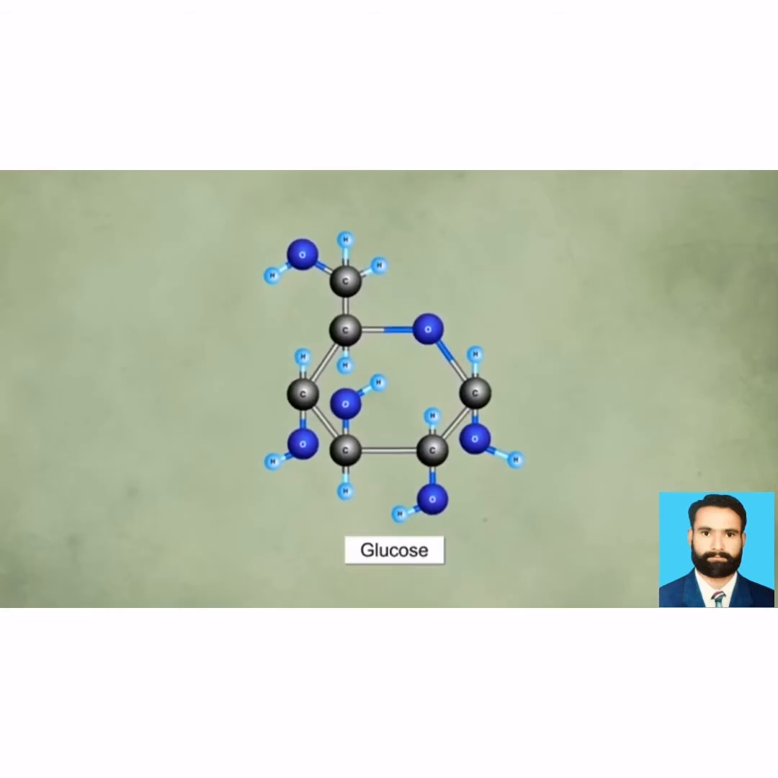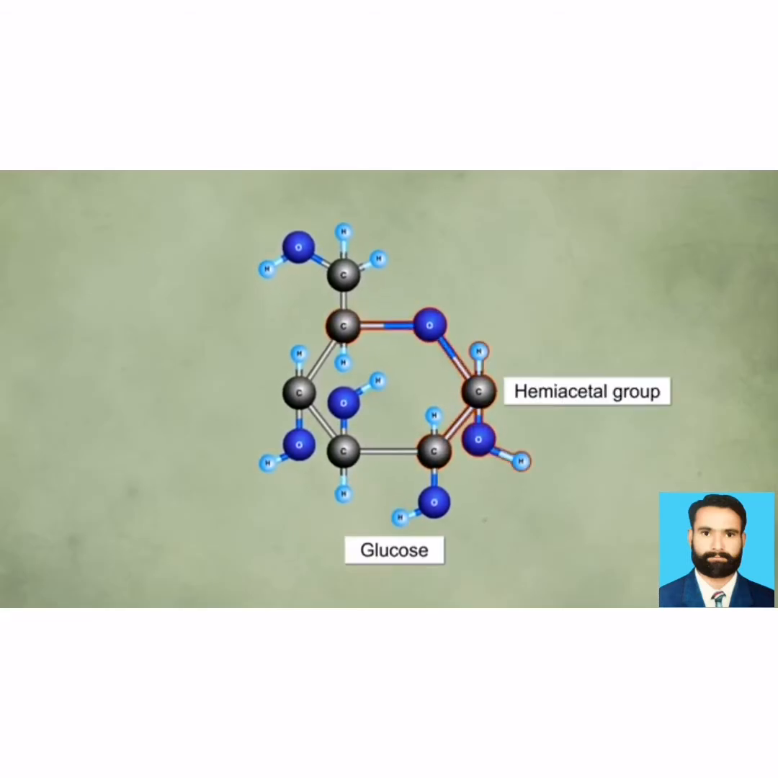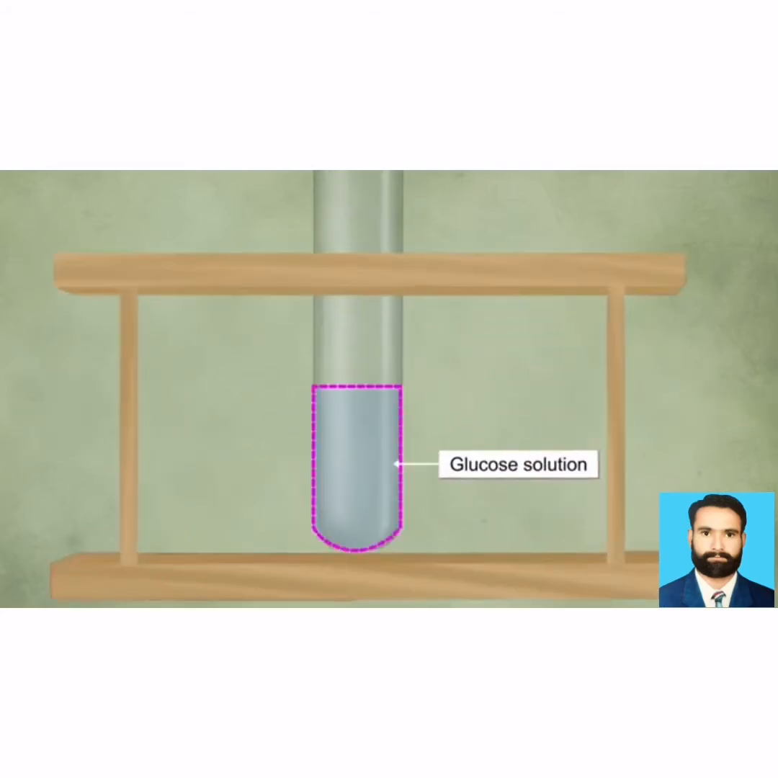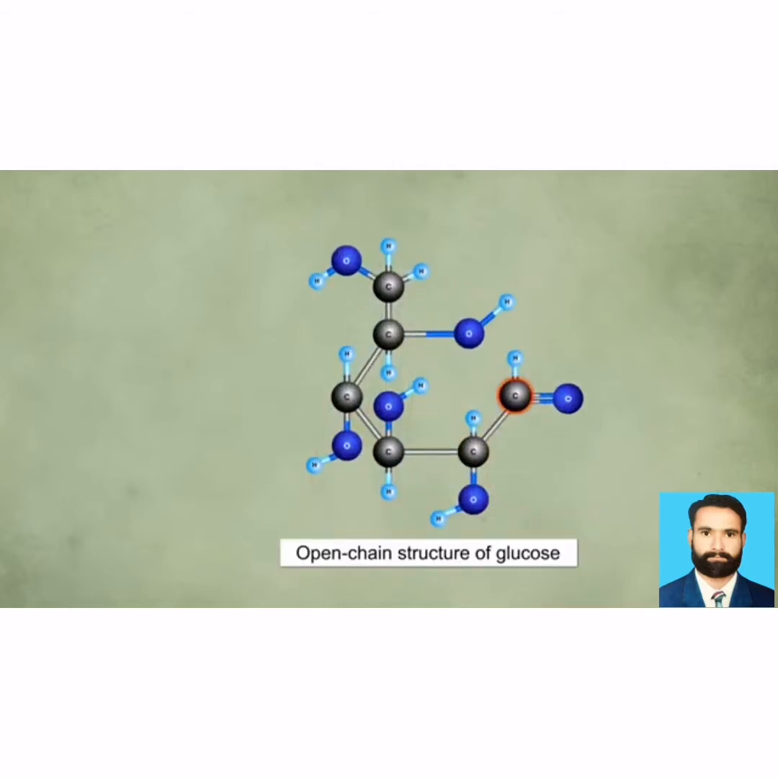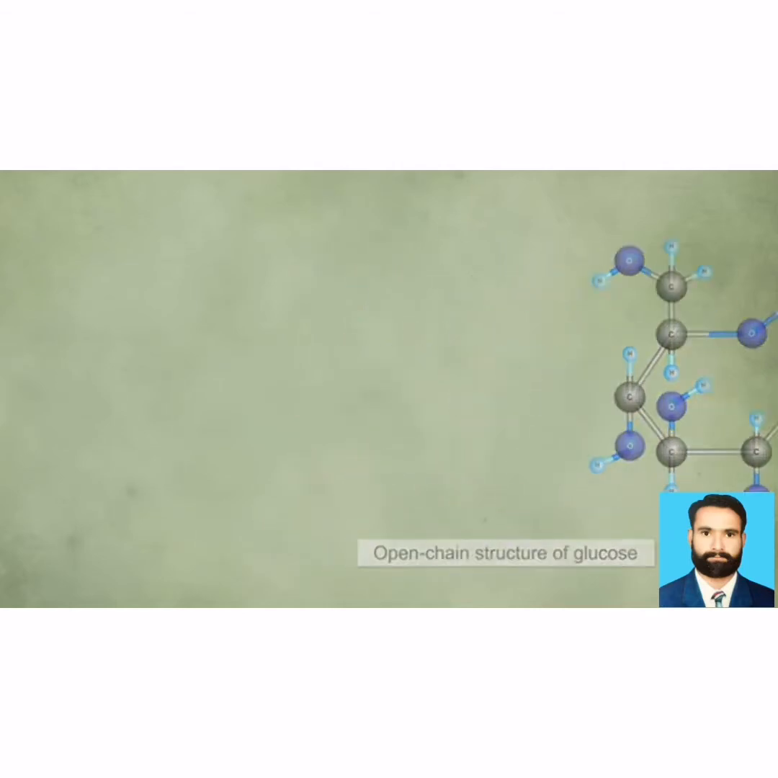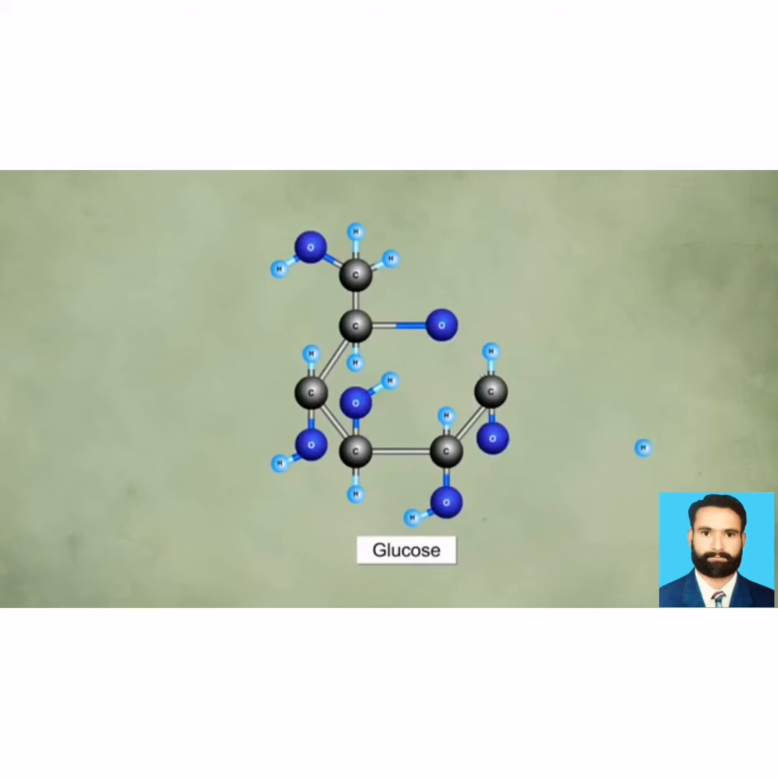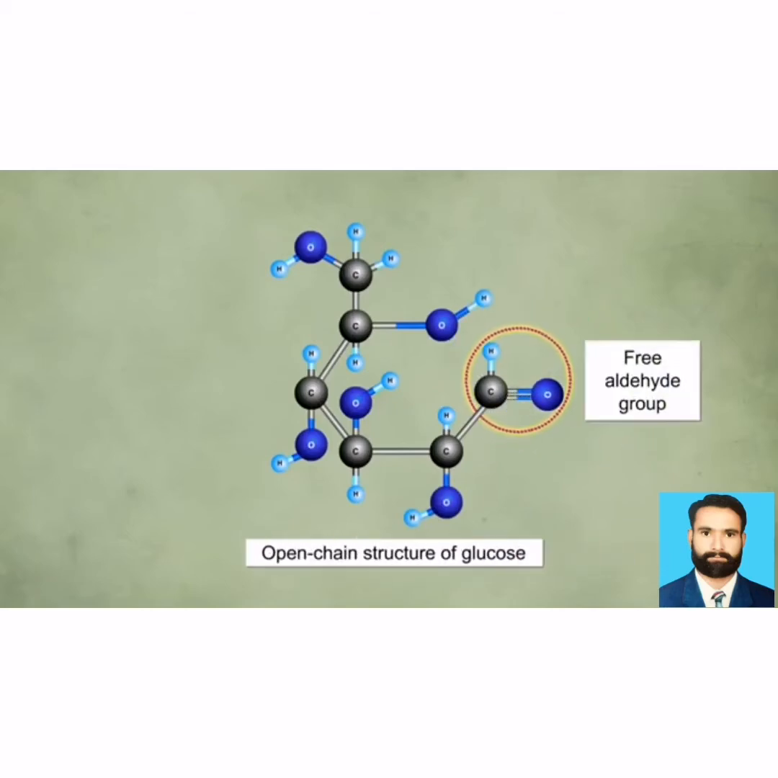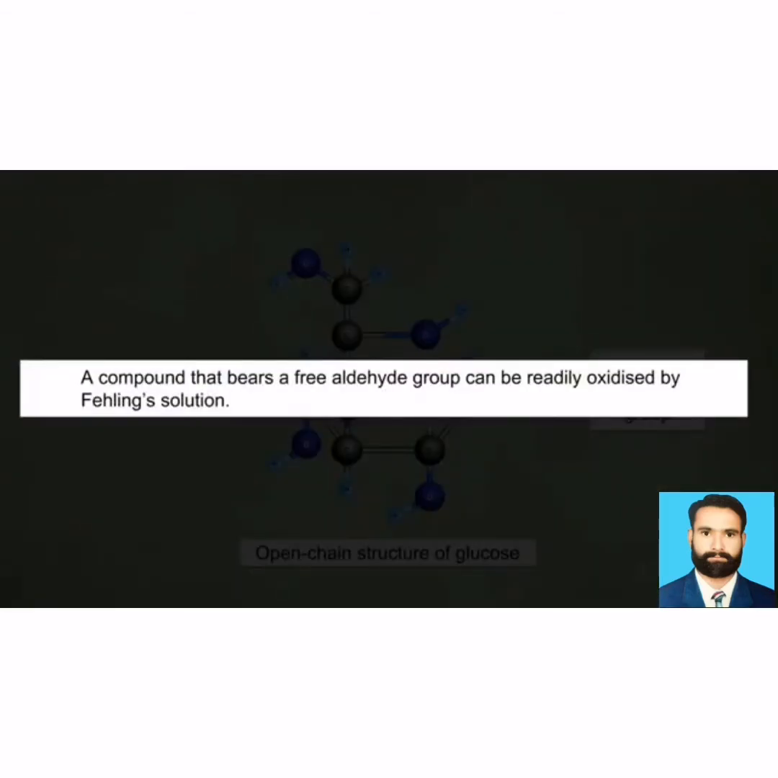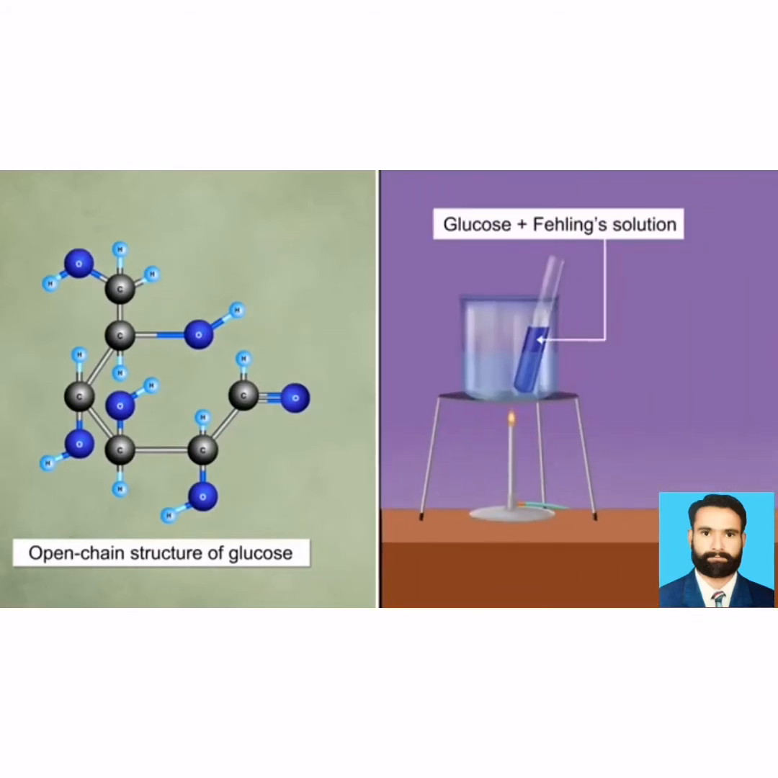Glucose is a monosaccharide that has a cyclic structure with a free hemiacetyl group. In the solution phase, the ring structure of glucose opens up at the carbon bearing the hemiacetyl group. During the ring opening, the hemiacetyl group changes to a free aldehyde group. Now you may know that a compound that bears a free aldehyde group can be readily oxidized by Fehling solution. Thus, glucose is readily oxidized by Fehling solution and is a reducing sugar.